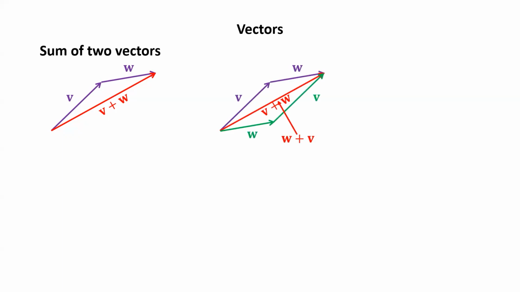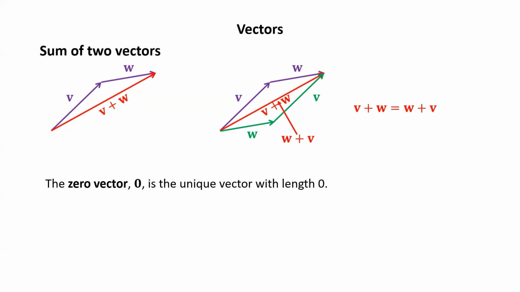In this picture, notice in green, we started with the vector w and then attached the initial point of v to the terminal point of w. And when we draw the vector w plus v, we get the exact same vector as the vector v plus w. This shows us, geometrically at least, that v plus w is the same as w plus v. In other words, vector addition is commutative.